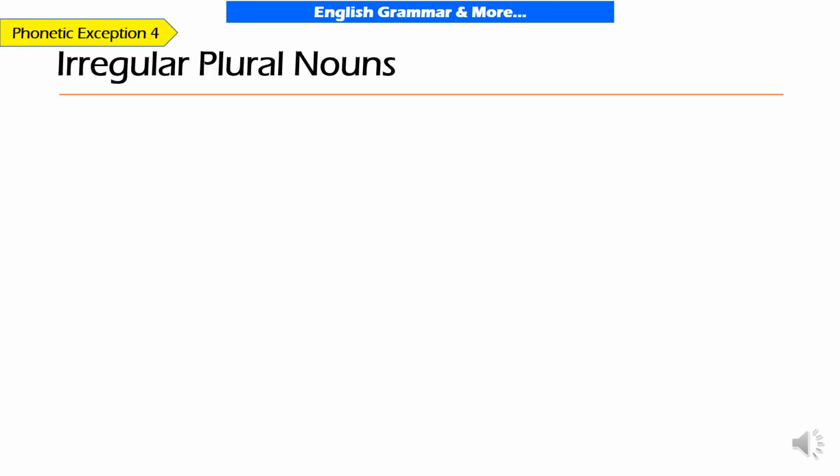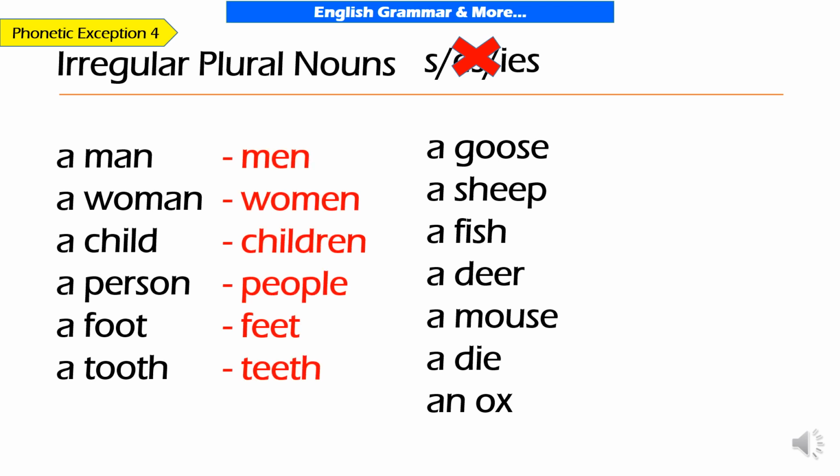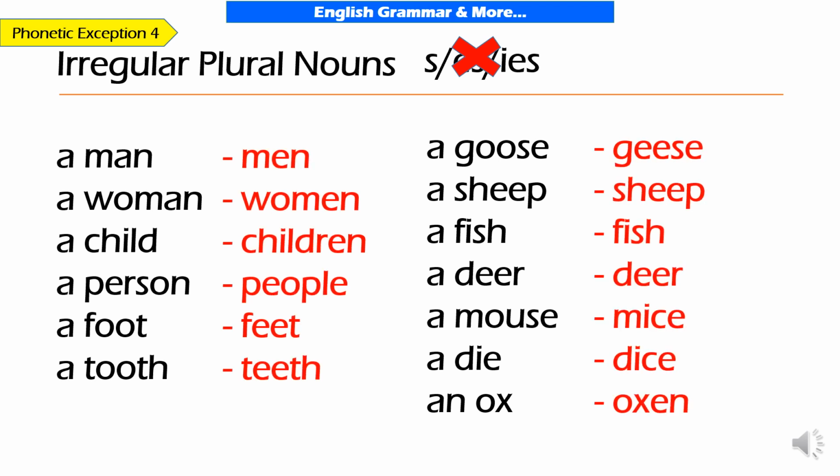Last but not least, in English, there are also a number of nouns that are known as irregular plural nouns. You can see the list of these nouns on the screen. We call them irregular because whenever we pluralize these nouns, we do not add any suffix to the end of these nouns. In the plural form, these nouns either change from their roots or remain identical. And it will be only helpful for you to learn their plural forms by heart for future reference.